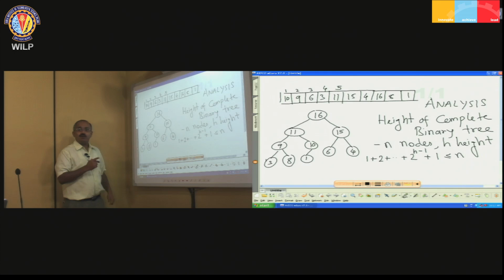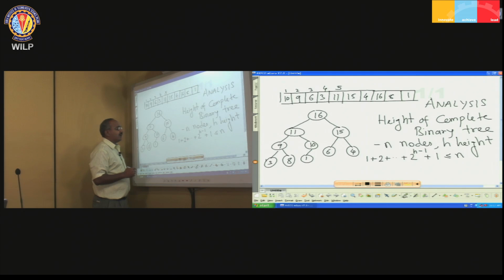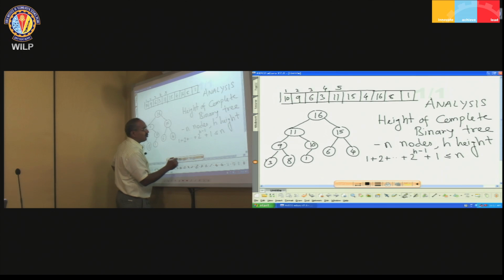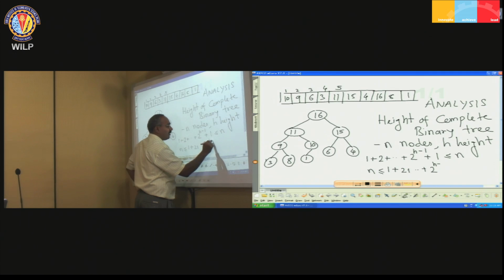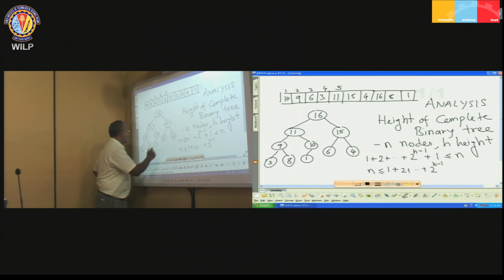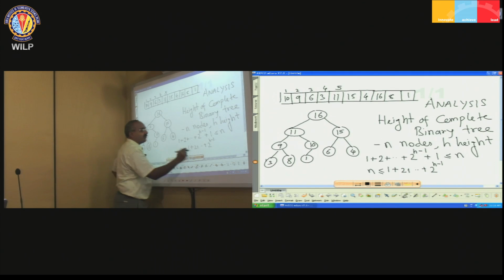Similarly, you can get the other inequality, that is, what is going to be the maximum number of nodes possible in a complete binary tree. That means all the levels are full, correct. If all the levels are full, so we will get n less than or equal to 1 plus 2 plus up to 2 power h. That means up to the second last level it is full, and also the last level is full.